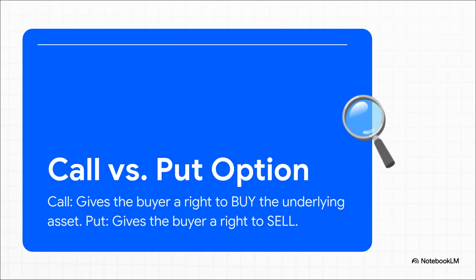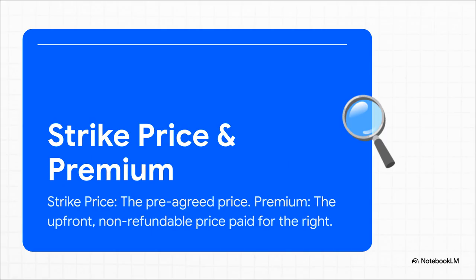A call option gives you the right to buy the underlying asset at a certain price. You'd buy a call if you're bullish. You think the price is going to go up. Think of it as calling the asset over to you. On the other hand, a put option gives you the right to sell. You'd buy a put if you're bearish. If you think the price is going down, you're putting the asset onto someone else. Okay, two more terms you absolutely have to know for options.